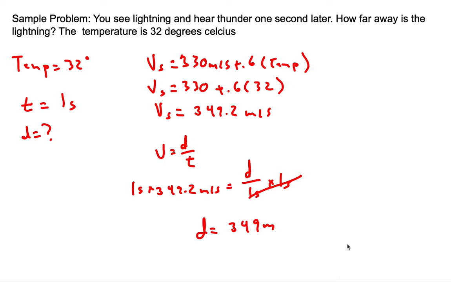So just, you guys, 349 meters is not a mile. Remember, if you're in track, 1,600 meters is a mile. This isn't even one time around the track, distance-wise. So if you saw lightning and you heard the thunder 1 second later, you should be seeking cover. You should be running. That's a super dangerous situation. That means that lightning is less than 4 football fields away from you. So we were taught wrong. We were all taught wrong. It's not a mile.